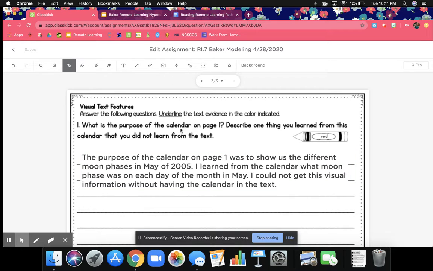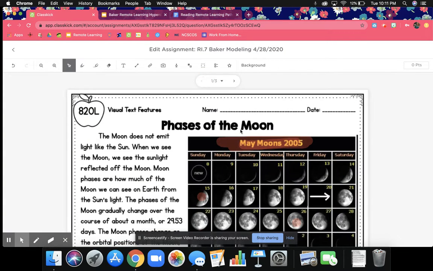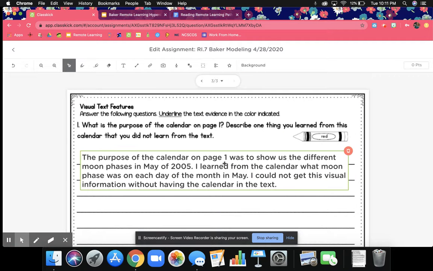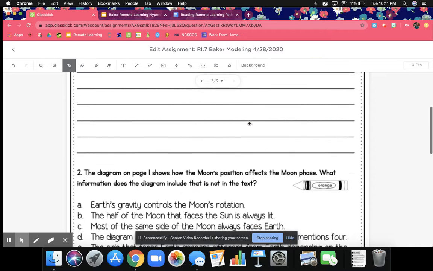So here you have your answer. Remember, you have to answer the question and underline the text evidence. So in red, the purpose of the calendar, I highlighted May moons 2005. Okay, I also went back and restated my question, and I told them what I learned. So you had 2 questions you answered. What was the purpose and one thing I learned. Looking at that, I'm done.